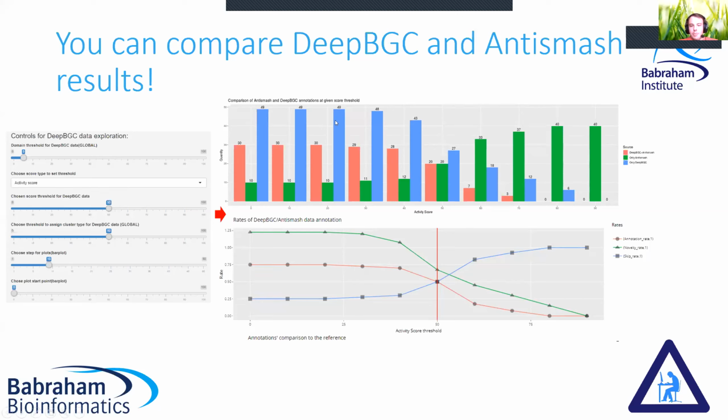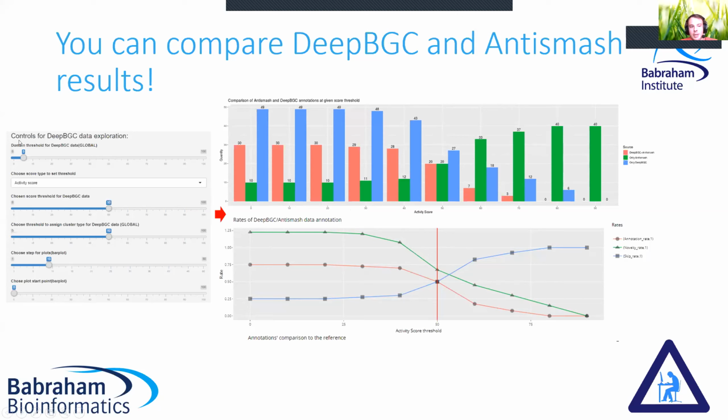And from this data, I actually calculated rates: annotation rate, so how much of the data is annotated by both tools; novelty rate, so how many of the clusters are captured only by DBGC; and skip rate, so how many clusters DBGC missed from anti-smash data. And actually you can see that DBGC annotated a lot of clusters.